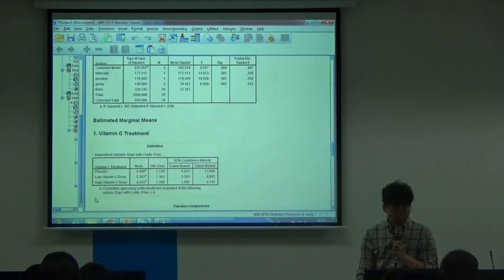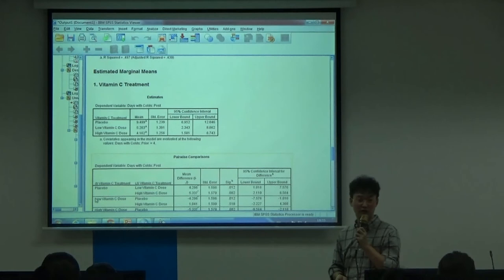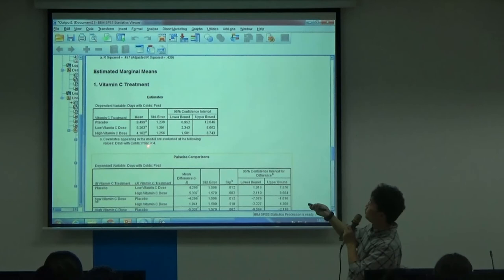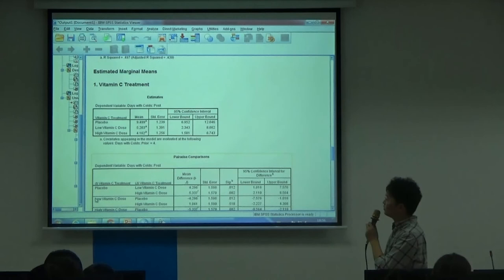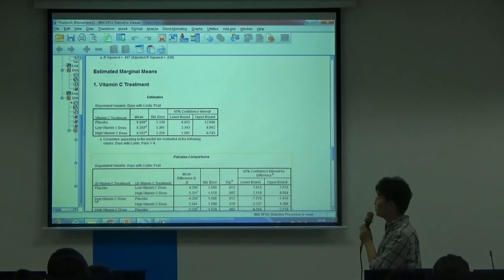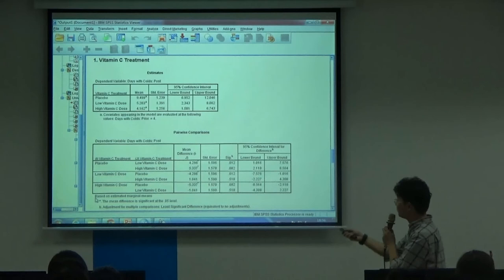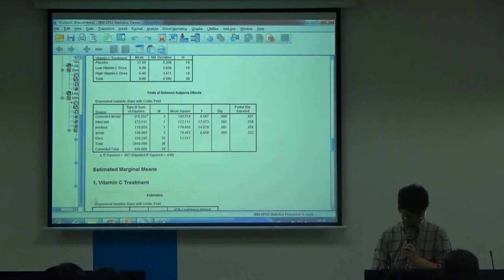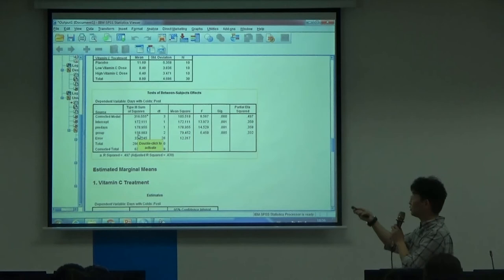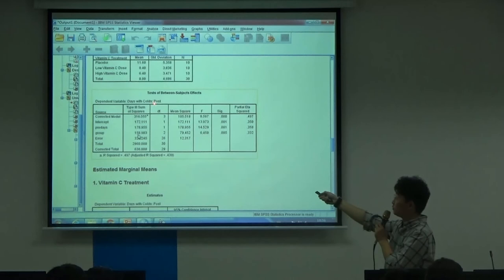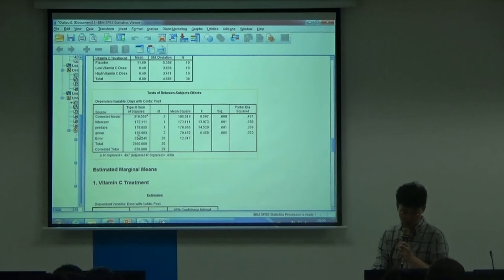Remember in ANCOVA, you have the covariate, so the effect of the covariate is adjusting these values. These are adjusted means when the covariate is at one SD below the mean: 9.499 for placebo, 5.203 for low dose vitamin C, and 4.162 for high dose vitamin C. Then we test the null hypothesis mu1 equals mu2 equals mu3. It is significant, and the partial eta squared is quite large, 33%. One-third of the variance of the dependent variable can be explained by the independent variable, which is a very large effect. So we reject the null hypothesis.